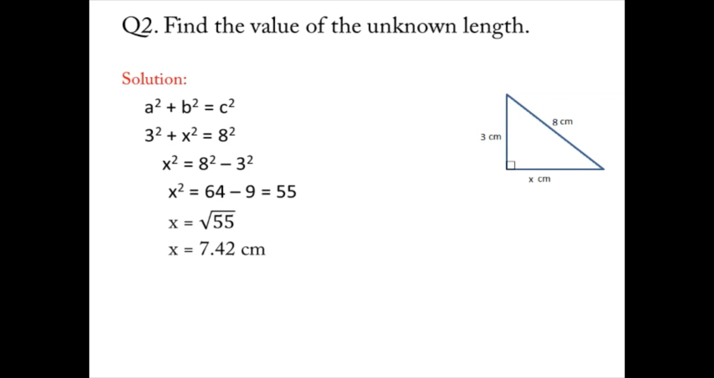Okay, so the unknown is what we have to find. That one should be less than 8, smaller than that. And the formula is a square plus b square is equal to c square. We know a, we don't know b, and we know c also. So 3 square plus x square is equal to c square, which is 8 square.